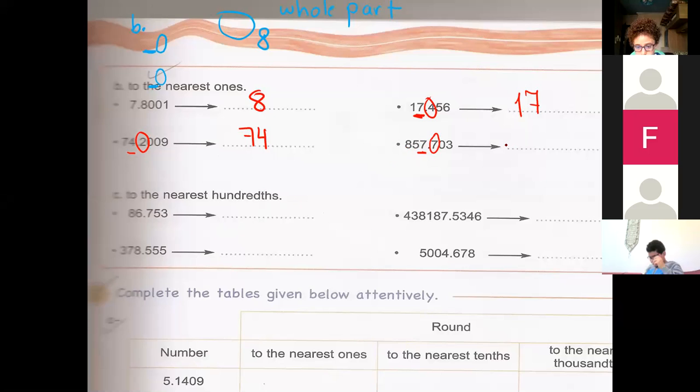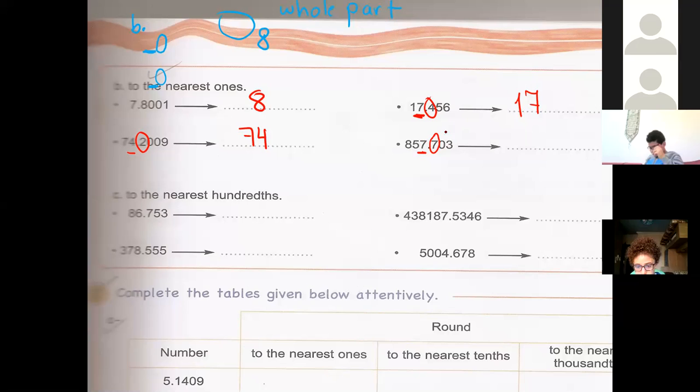Is it less or more than 5? Seven. Give me the answer, Ali. Underline 7 and circle 7. Ali, I'm waiting. Seven, is it less or more than five? More than five. What shall I do to the underlined digit? If it's more, we add one, Ali. If it's less than five, we keep it the same.